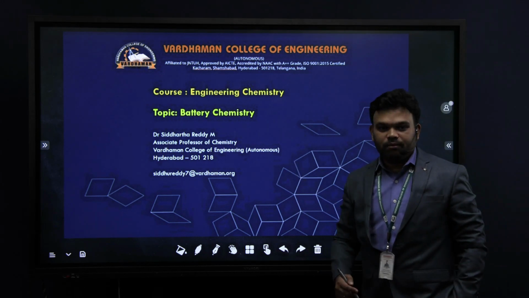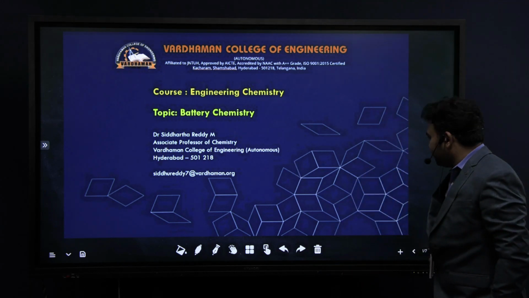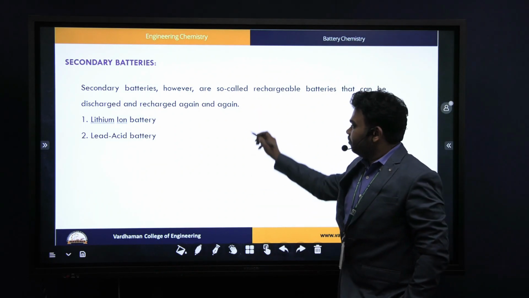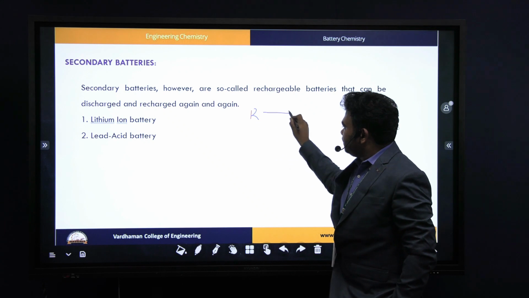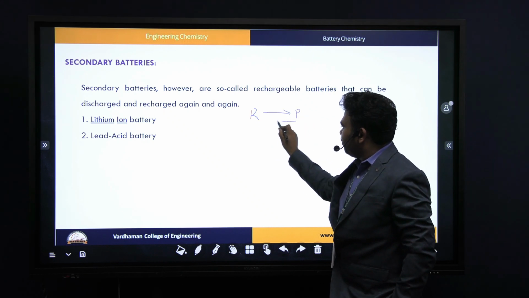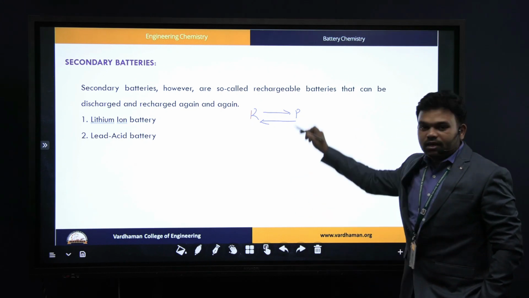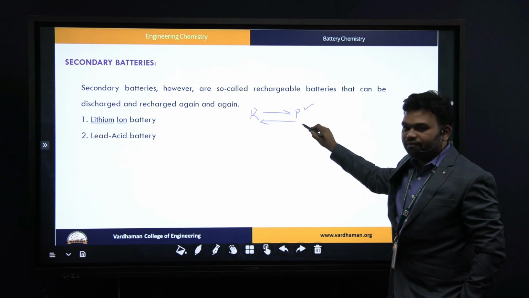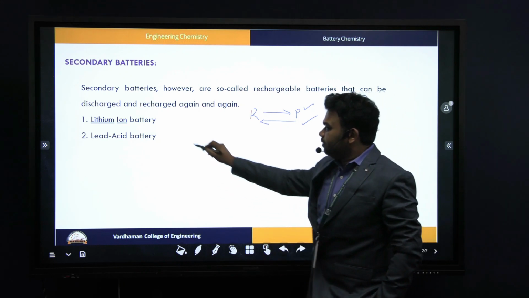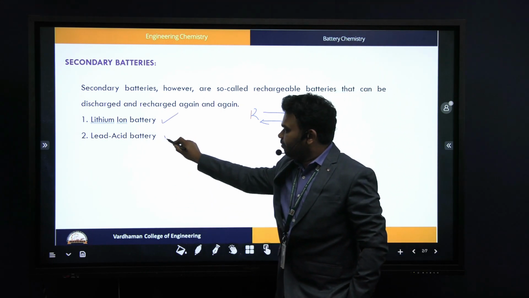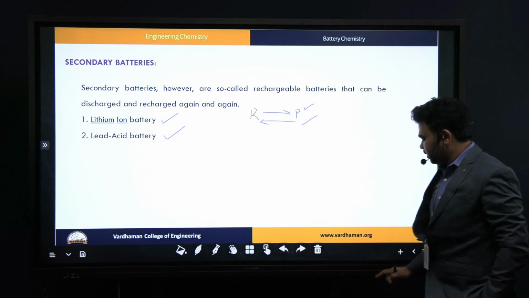In this video, I am going to discuss secondary batteries. Secondary batteries are rechargeable batteries, meaning the reactants could be converted into products, and again the products will be converted into reactants. That is, the batteries in which the cell reaction is reversible in nature. As examples, the first one is the lithium ion battery, and the second one we are taking is the lead acid storage battery.